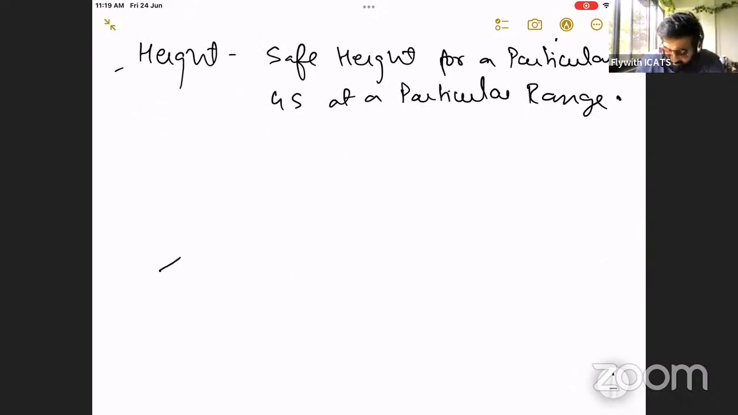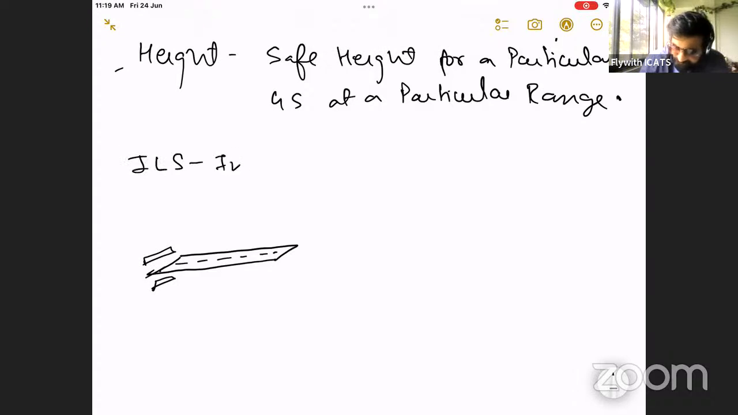Okay, I'll make a side view of the runway like this. Okay, if this is my runway, then the glide slope antenna will be somewhere here, or there are ILS antennas strategically located. Now I'll tell you about ILS.